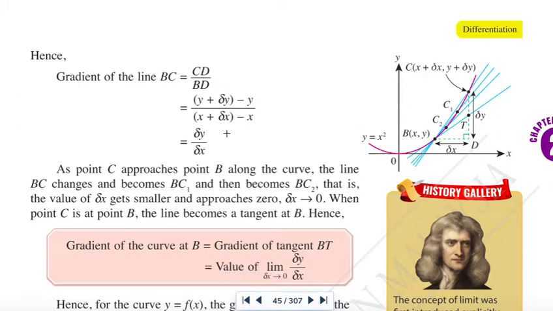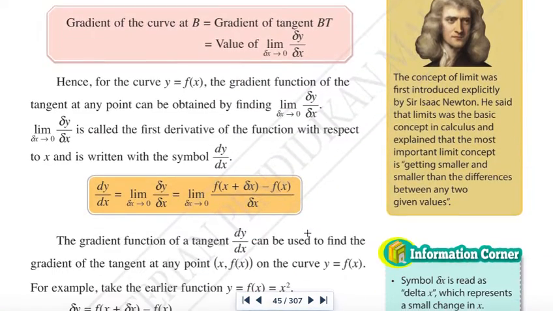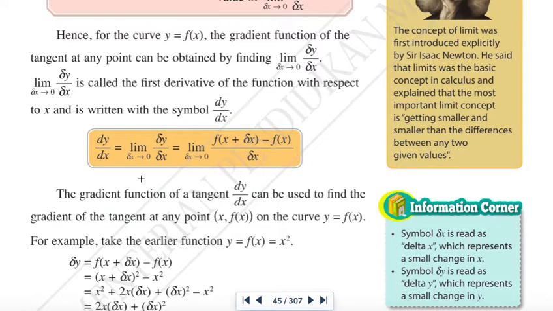Okay, let's see. Now, after the y2 minus y1 over x2 minus x1, you get delta y over delta x. That means the gradient is delta y over delta x. So the gradient at curve at B is a gradient of tangent BT. And this value will be when delta x approaching 0, meaning the delta x is very small, approaching 0. Okay, never mind, just remember this thing.